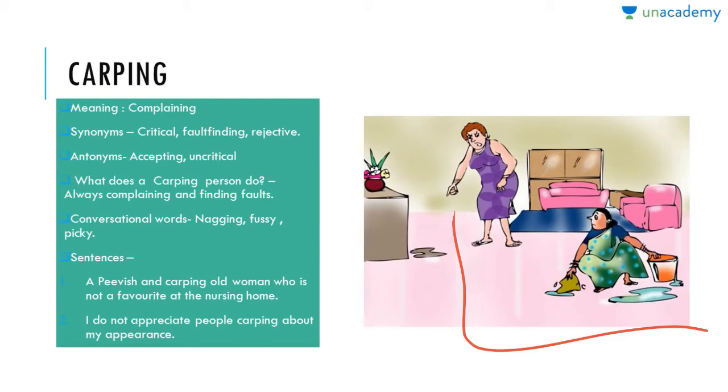A peevish and carping old woman who is not a favorite at the nursing home. So she's always complaining about everything, about food, ye acha nahi hai, wo acha nahi hai, that sort of thing. She's very nagging and she's finding little faults everywhere. I do not appreciate people carping about my appearance, so you don't have to tell me how I look. I am comfortable the way I am. You don't have to find faults in me. You don't have to be carping about me. Let's move on.